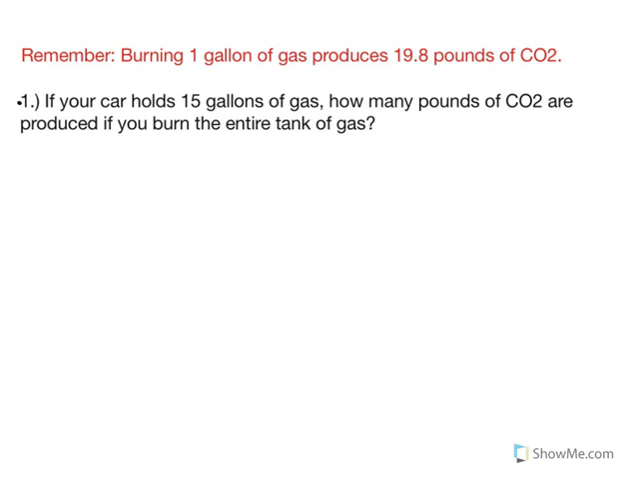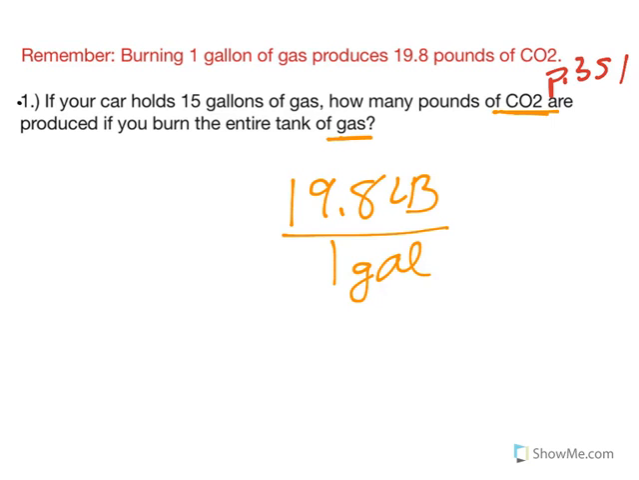All right, so this is on page 351 in your packet. So we will start with number 1 here. If your car holds 15 gallons of gas, how many pounds of CO2 are produced if you burn the entire tank? Now, they talk about CO2 and we're talking about gasoline. So you know that you are going to be using 19.8 pounds compared to 1 gallon of gas. That has to be your last identity ratio in your line.